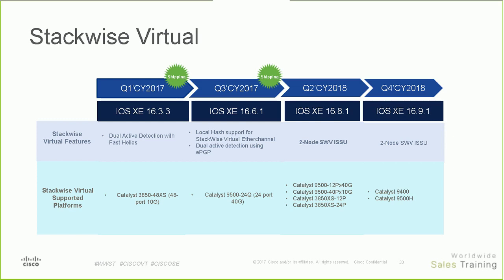You have here the roadmap, okay? Be very careful what you position, because what we support today on the 9Ks, as you can see, from a VSL or VSS perspective, now we call it Stackwise Virtual, SWV, okay? It's only on the 24-port Q version. The rest of the 9500s will be supported in March. Okay? So write down in your head and make your planning accordingly. The 9400 will come in 16.9, which is July.